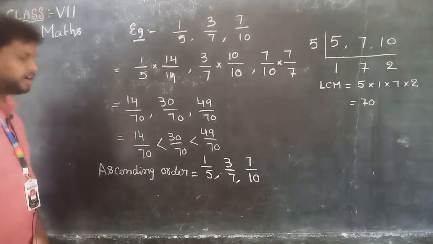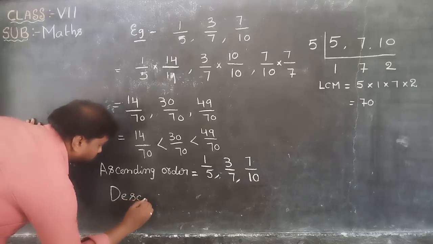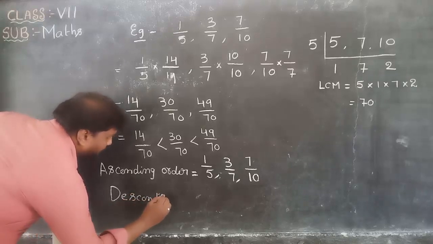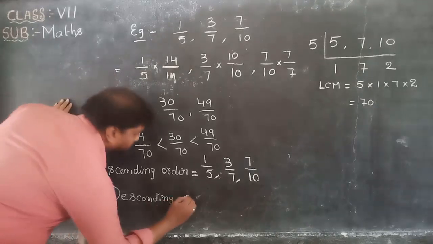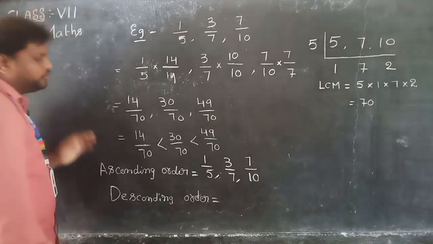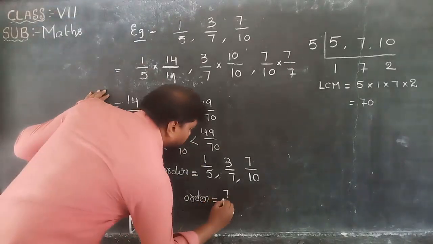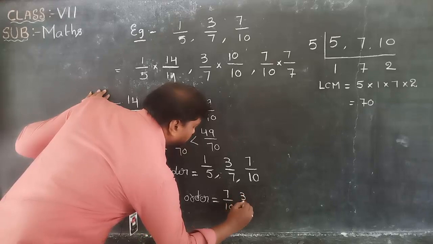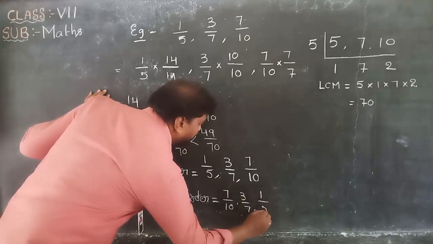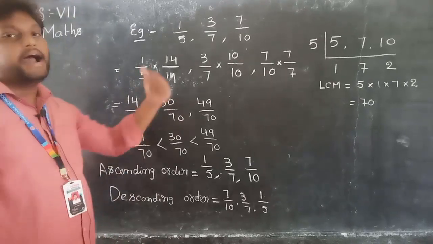We can write descending order also. Descending order means nothing but quite the opposite: 7 by 10, 3 by 7, 1 by 5. Okay, this is the ascending order and descending order of unlike fractions.